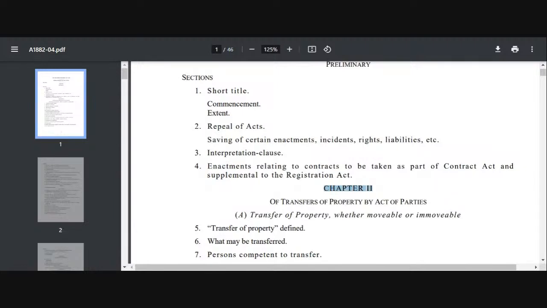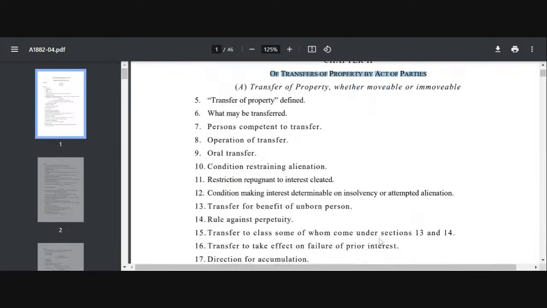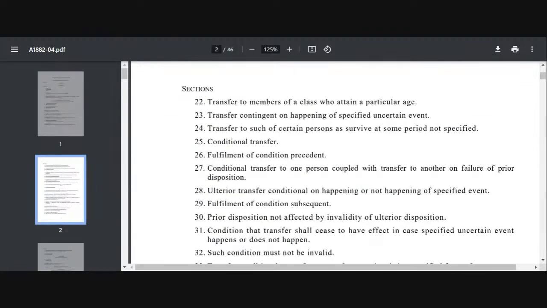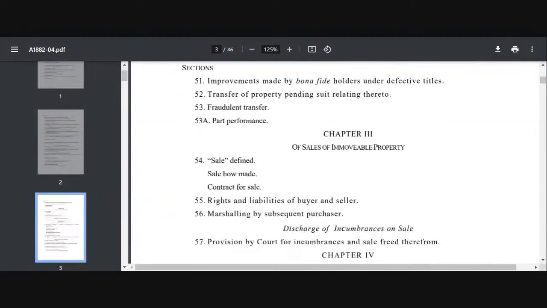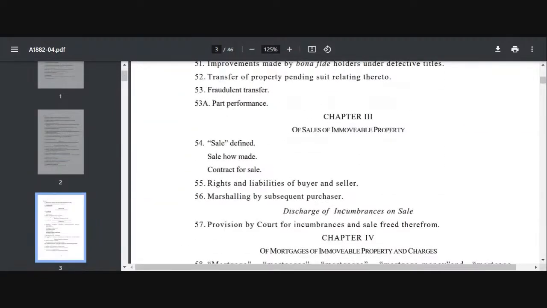It is one of the biggest chapters because we also have mortgage. So we have transfer of property by act of parties, and it starts from section 5 and ends at section 53A. From 5 till 53A, we have chapter 2.